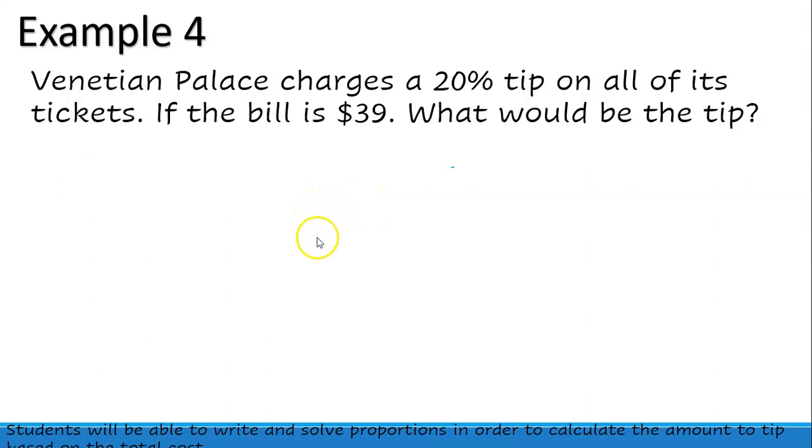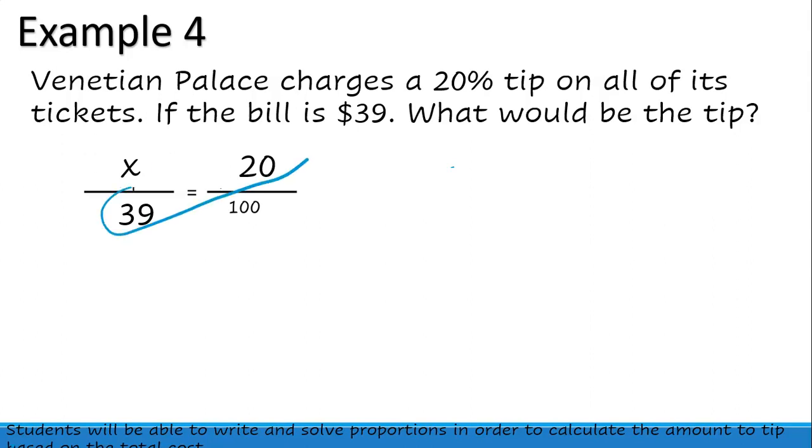All right, but we want to figure out what our tip would have to be if they place a 20% tip on all of its tickets. So we're using our same formula. We have our tip divided by our total equals the percent out of 100. Do we know our tip? No, we don't know our tip, so that's X. How much was the bill? Well, the bill was $39. What's the tip going to be? Tip's going to be 20%, so that's 20 out of 100.